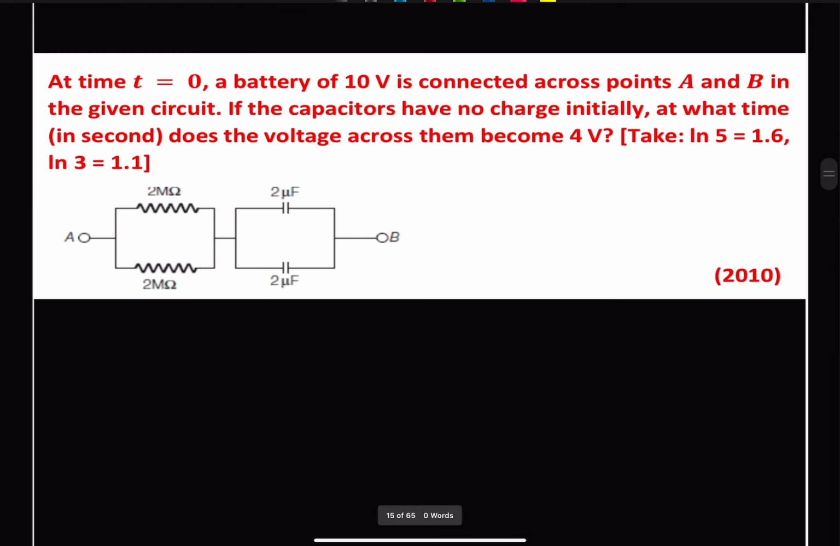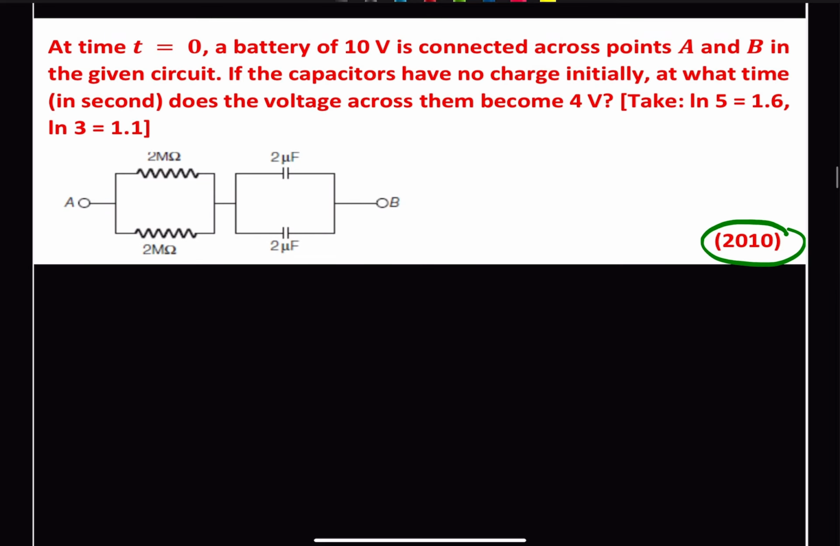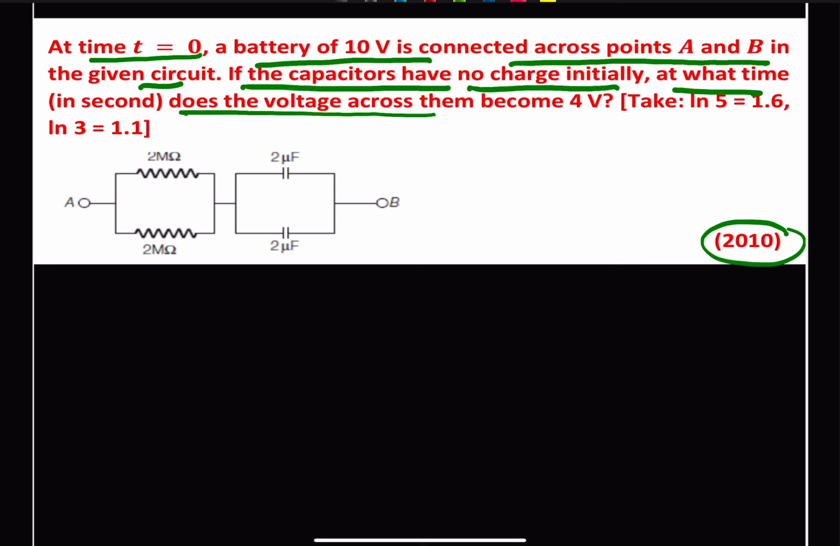Next question. It was asked in the year 2010, and it states that at a time t equal to 0, a battery of 10 volt is connected across A and B in the given circuit. If the capacitors have no charge initially, at what time does the voltage across them become 4 volt? Taking natural log of 5 as 1.6, natural log of 3 is 1.1.